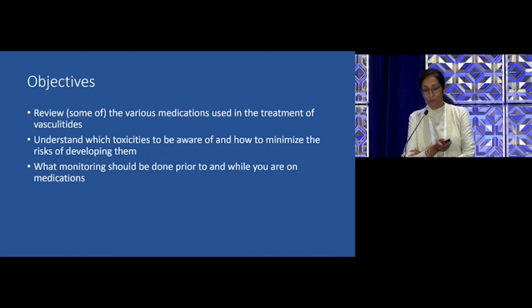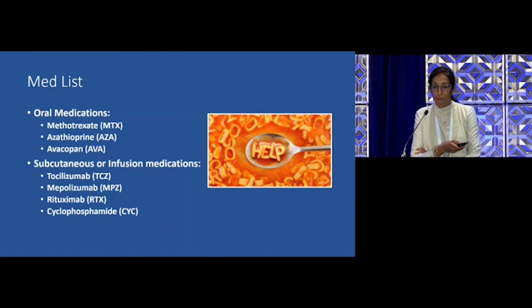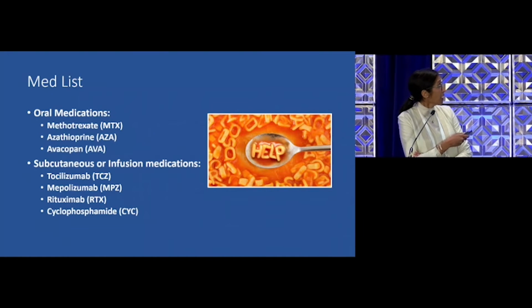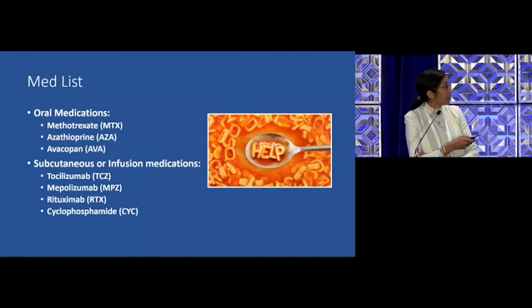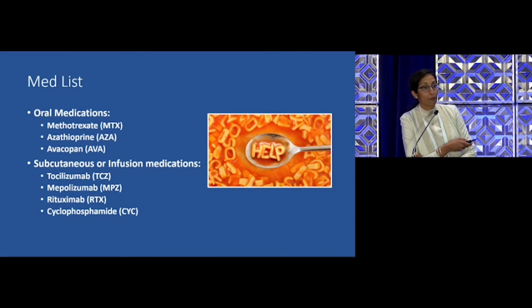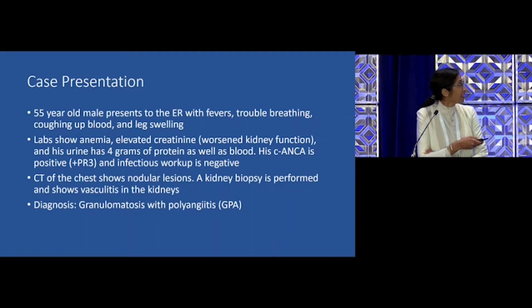So with that, these are the objectives of the talk, and I can't see anything there, so I'll just be glancing back here once in a while. These are some of the main medications that I will be discussing. The oral medications up here are Methotrexate, Azathioprine, and Avacopan. And the subcutaneous or infusion medications are going to be Tocilizumab, Mepolizumab, Rituximab, and Cyclophosphamide. So, all right, we'll get started here.